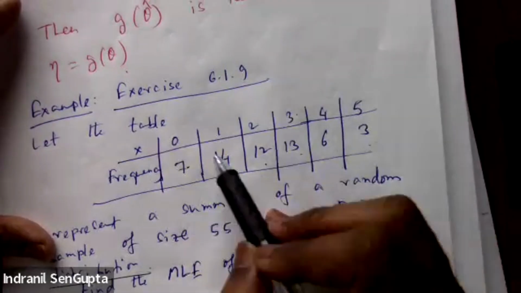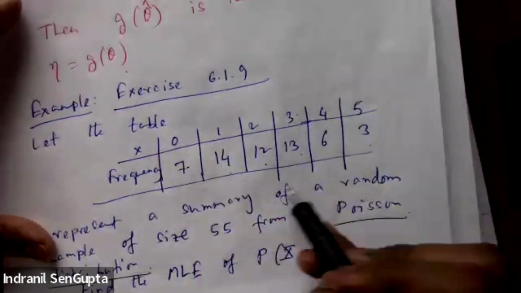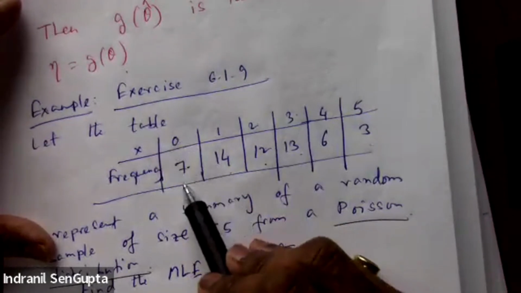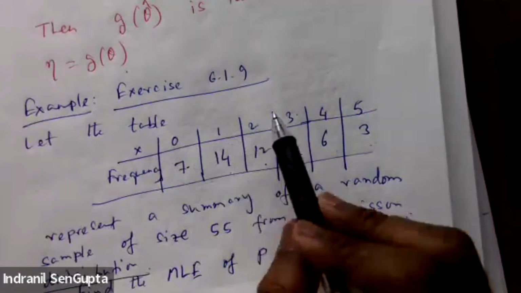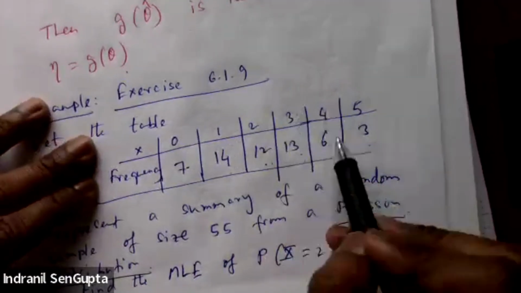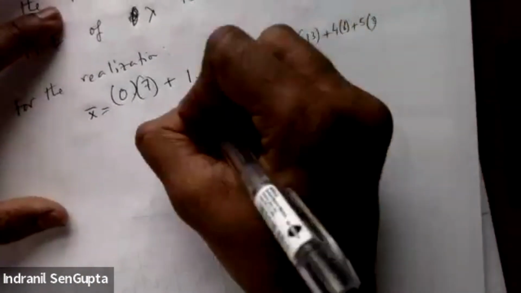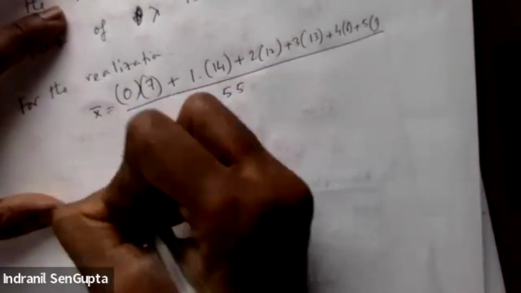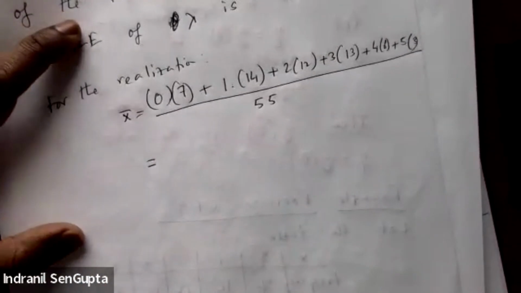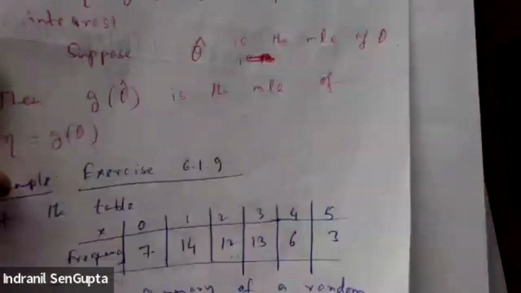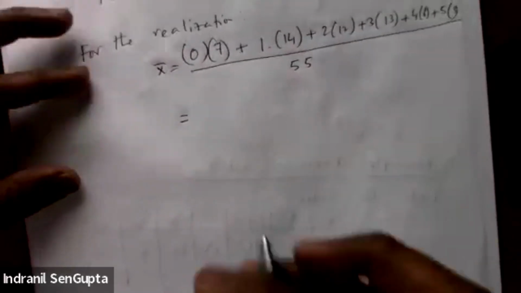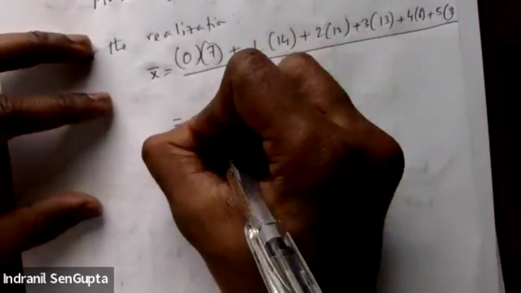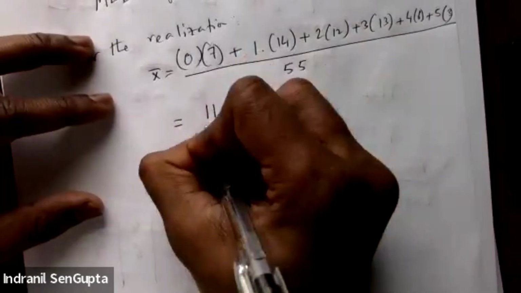So if I want to compute the sum of all these values, I'm just multiplying 0 times 7, 1 times 14, 2 times 12, 3 times 13, 4 times 6, 5 times 3, right? And I have to divide by the total number of observations, and the total number is 55. So if you add all this, it's 55. Okay. So there are 55 observations. So x bar is basically 116 over 55.